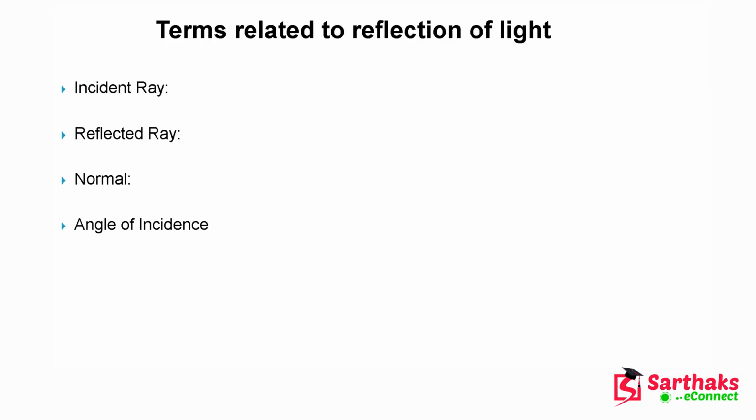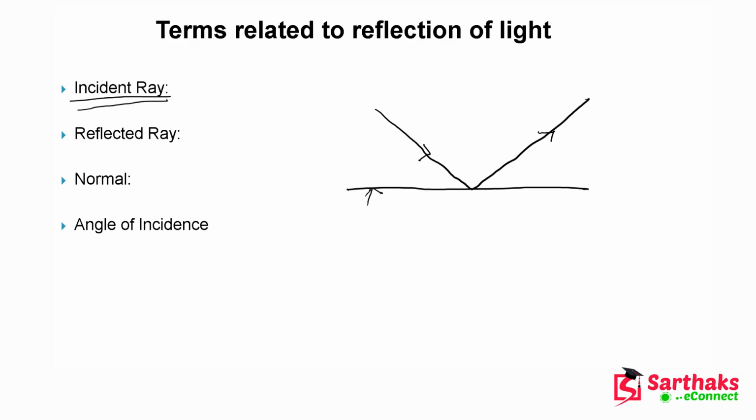So here we will discuss some very important terms related to the reflection of light. Let me draw a diagram for your simplicity. This is a light ray coming from this side, going back in this direction. This is our light ray, and this is the light ray after the reflection. This is our surface. Let's try to understand some important terms. So first thing is incident ray. What is incident ray? The ray which is falling on this surface, or which is incident on this surface, is known as incident ray.